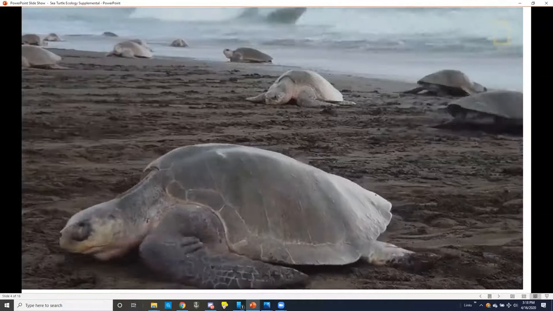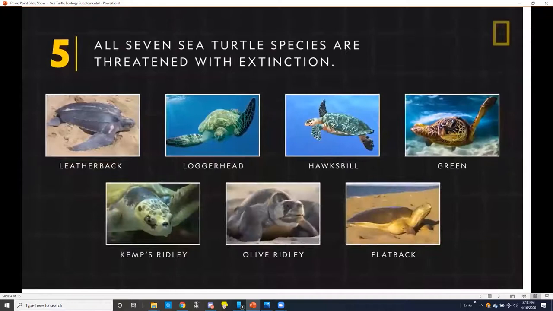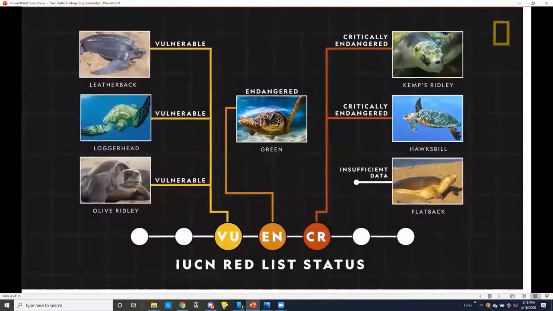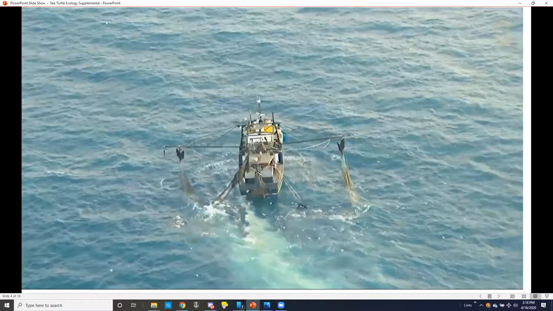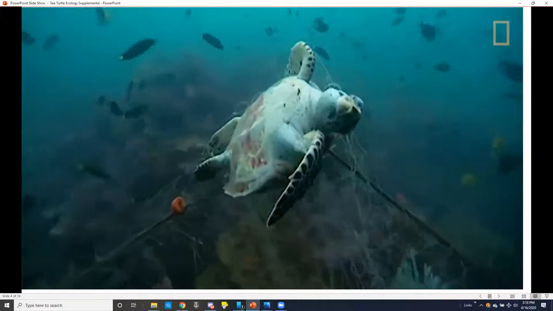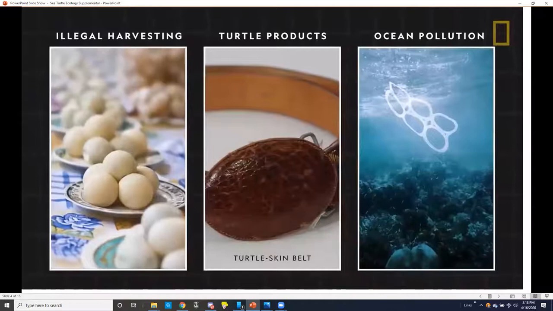All 7 sea turtle species are threatened with extinction. Once abundant, sea turtle populations have dramatically declined in the past 2 centuries. Fishing is a major threat to sea turtles, as they become caught in fishing nets as bycatch or accidental catch. Illegal harvesting of turtle eggs, trafficking in turtle products, and ocean pollution are also concerns.